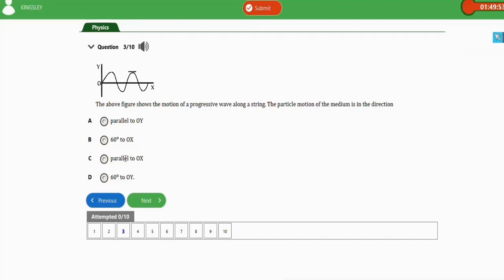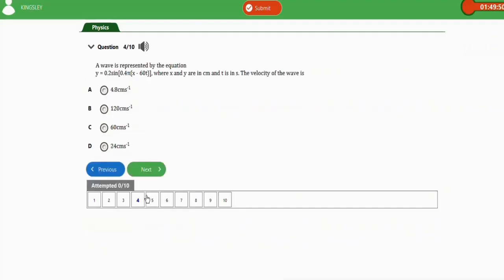So next repeated question, which is this one. It says a wave is represented by the equation. This is another wave equation where x and y are in cm and t is in seconds. The velocity of the wave is, now for this particular question, if you know how to interpret wave equation, you will know that the 60 we have here will be the velocity. So the correct option is option C, 60 cm per second. That will be the answer to this question.